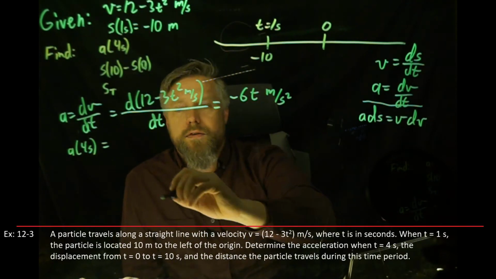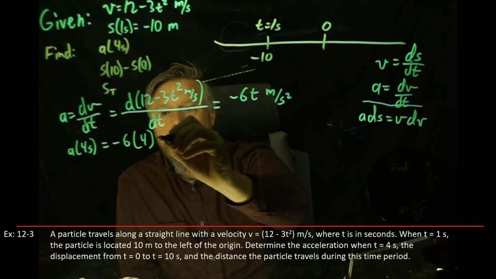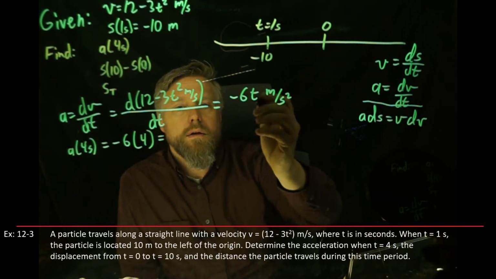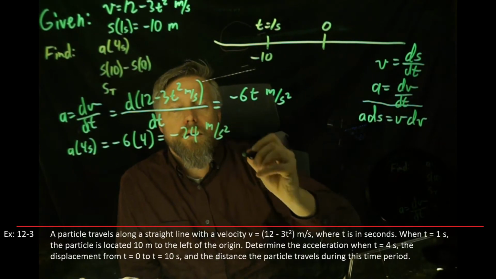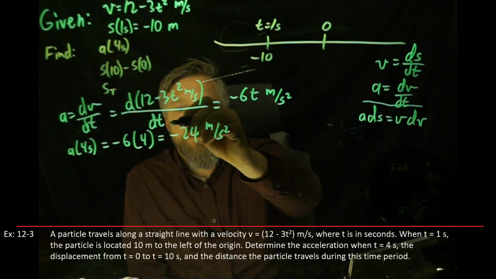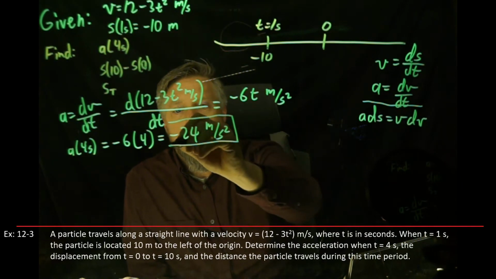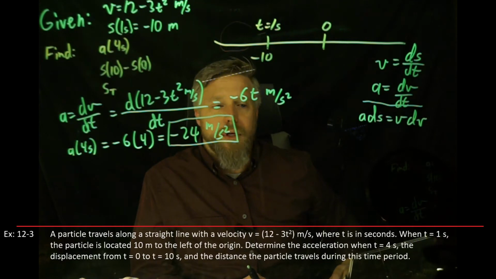Well, I plug in 4 for t. Negative 6 times 4 equals negative 24 meters per second squared. OK, we have solved our first part of the problem. The acceleration at 4 seconds is negative 24 meters per second squared.